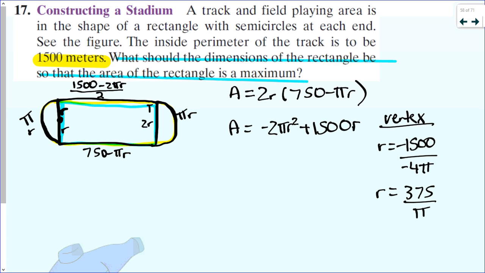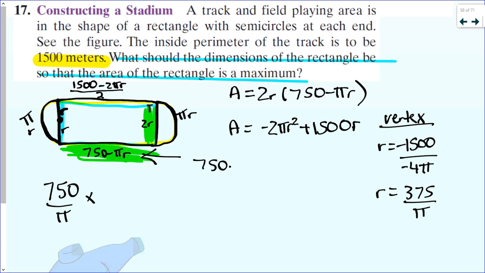They don't even ask me the area, so all I need is r. But in order to answer the question, what are the dimensions? I'm going to use yet a third highlighter color. Dimensions of the rectangle are 2r by 750 minus pi r. So 2r is going to be doubling that r value. So it's 750 over pi, that is my 2r, by, and then I'm going to calculate 750 minus pi times r.